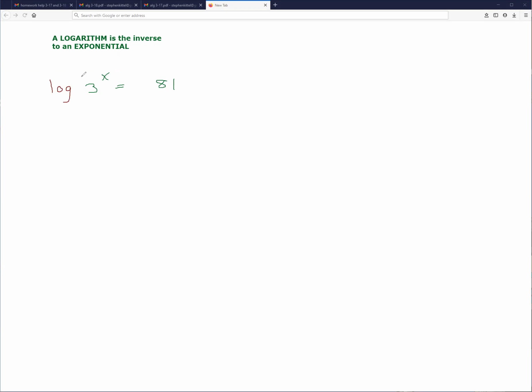So we write log of on both sides. Now this is like an f of x sort of thing. It does not mean log times. Don't say log times 3 of x. This is like f of 3 to the x, right? You wouldn't say f times 3 to the x. So log of 3 to the x, and specifically because this is a base 3 exponent, we need to say that this is a base 3 logarithm.